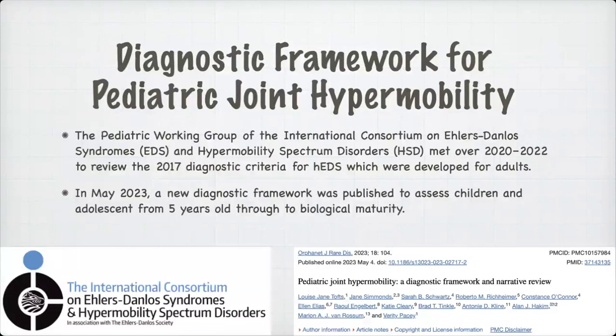So let's take a look at this diagnostic framework. The Pediatric Working Group of the International Consortium on Ehlers-Danlos syndromes and hypermobility spectrum disorders met between 2020 and 2022 to review the 2017 diagnostic criteria. And they created and published in May 2023 a new diagnostic framework to assess children and adolescents age 5 up to biological maturity.